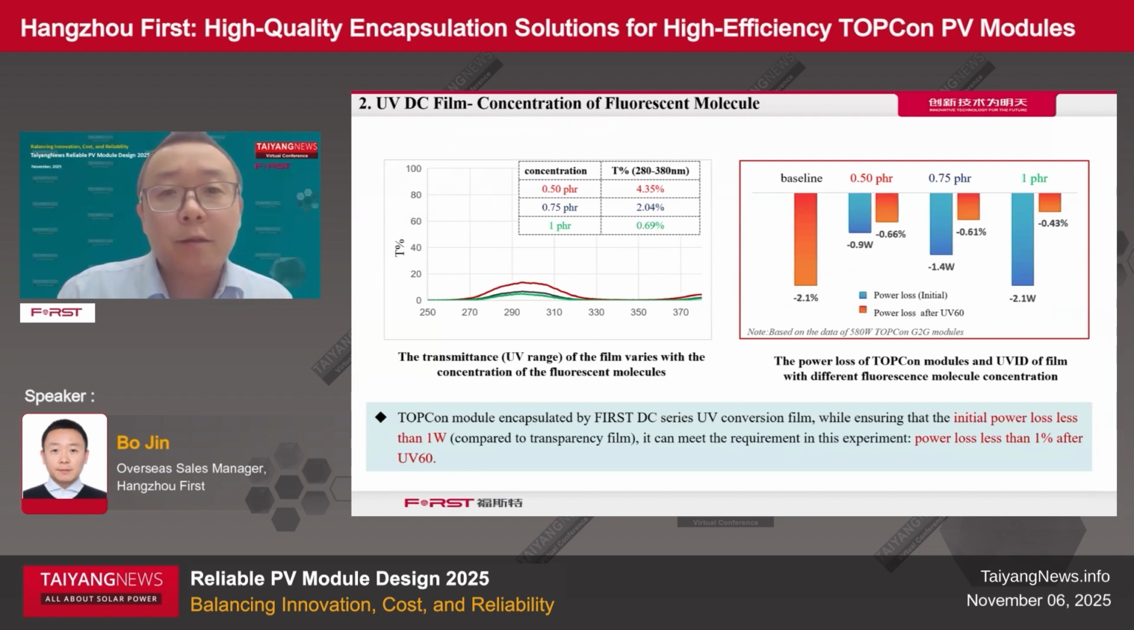Also, we tried different concentrations of the fluorescence molecules, which is the dosage of the down conversion additives. We tried 3 different dosages, and you can see that the initial power loss is less than 1 watt, and it can meet the requirement that the power loss is less than 1% after UV60.